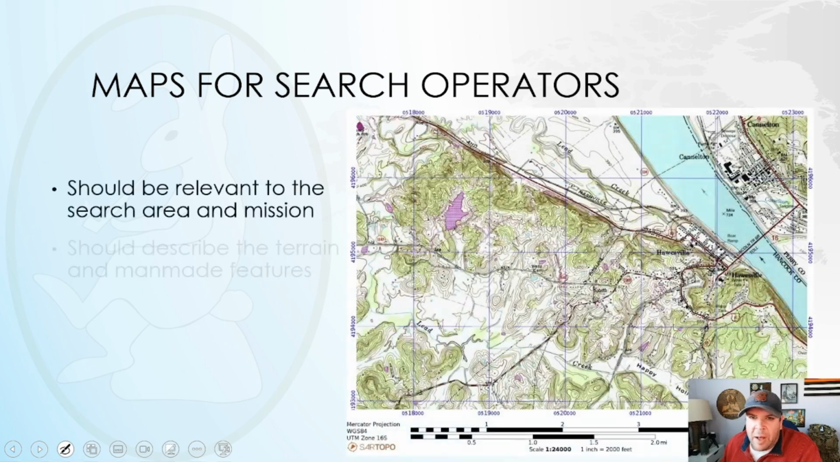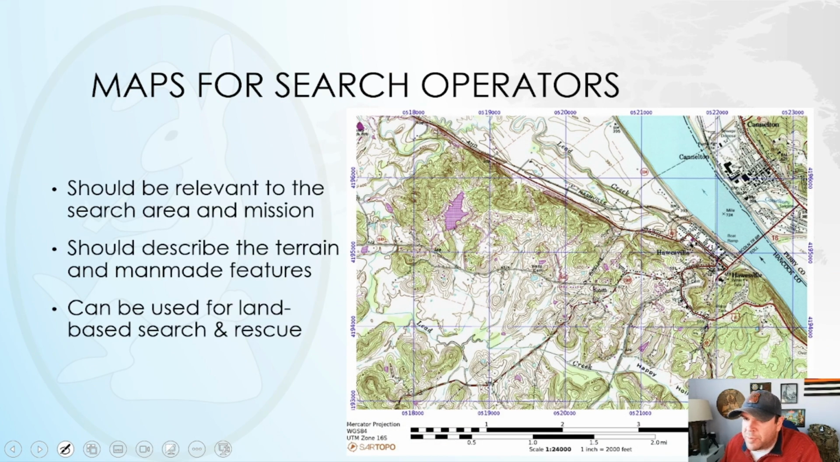Whenever we talk about the search operator perspective, whenever we look at maps, there are a few things we need to look for on the ground level that make the map valuable to us. First of all, the map should be relevant to the search area and the mission that we're on. If the scale of the map is blown way out, where there's only a little tiny piece that is our search area, that's not a map that's very useful for us. And if we're doing a different search, maybe over water, a map like this may not necessarily be of value to us on that mission. So it needs to be relevant to the area and the mission.